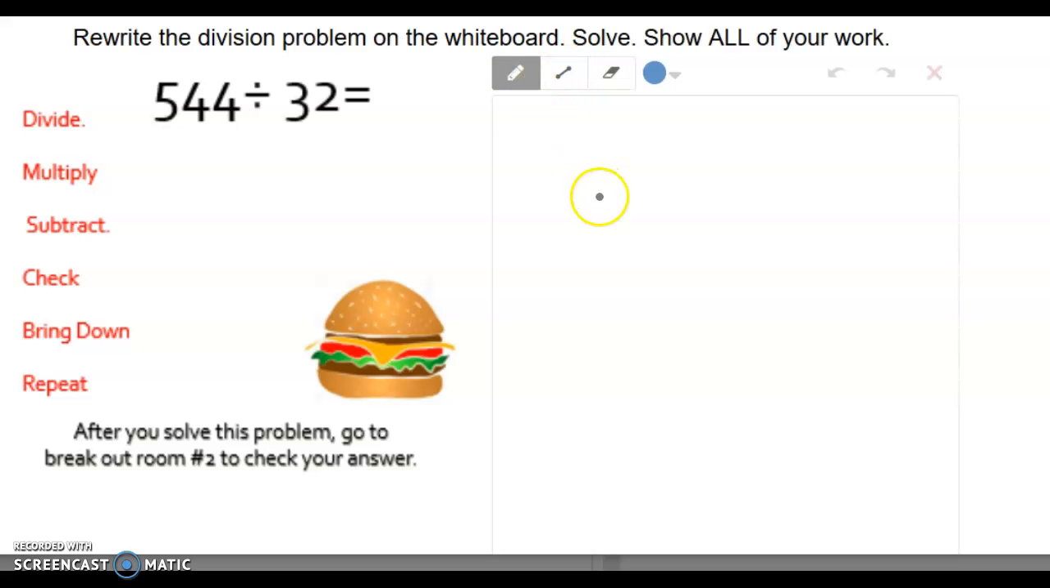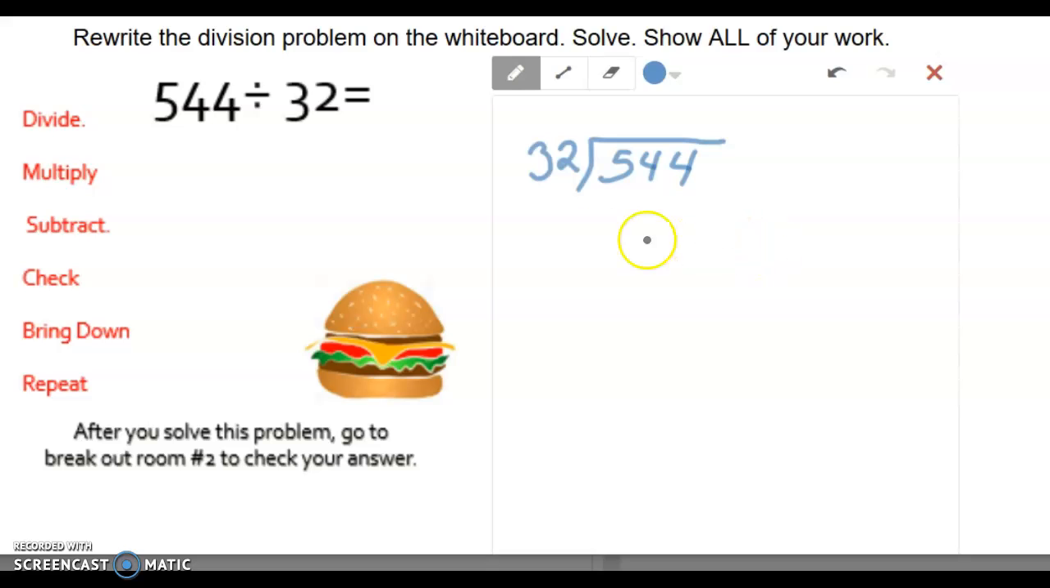All right, in order to solve this problem, we need to rewrite it so that we're using our division house, that division symbol. And 544 is going to be our dividend, and our divisor will be 32. Okay, so now I have it set up. This is how you should have set it up on your whiteboard as well. If you did not, erase your work and set it up the proper way.